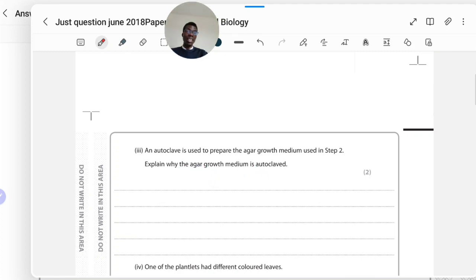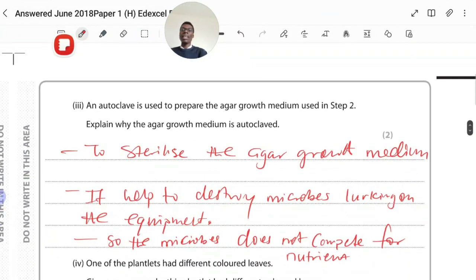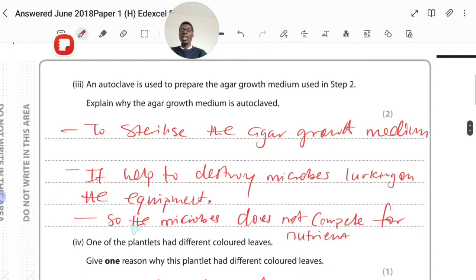I think I already mentioned the answer. I say it's a sterilizing machine, so it helps to kill microorganisms. But let's put that in perspective here. To sterilize the agar growth medium, to help to destroy microbes on the equipment, because in science, you don't want to give chances to any bias. Some microorganisms might interfere with the growth of those plantlets. So the microbe does not compete for the nutrient. Can you see that? Because the microbe can take part of the nutrient that should be available to the plantlet, as it were. All right.